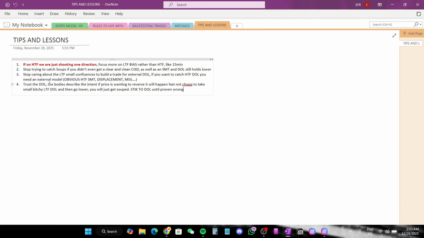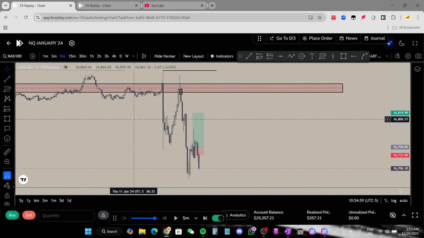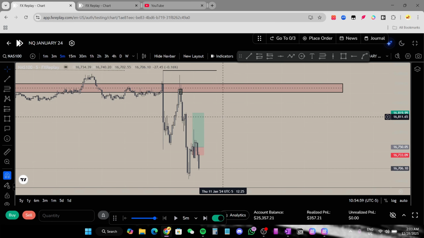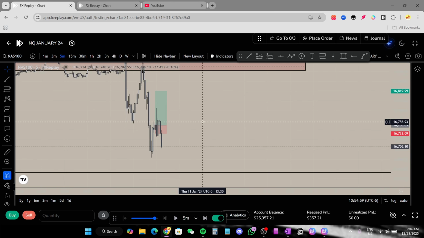So what next? Yeah, I think it's the same lesson. So trust the draw on liquidity. The bodies describe the intent. If price is wanting to reverse, it would happen fast, not chop. So yeah, I think this was because of this. Wait, let me show you. Actually, let's talk about this trade. Let's talk about why this trade didn't work out.